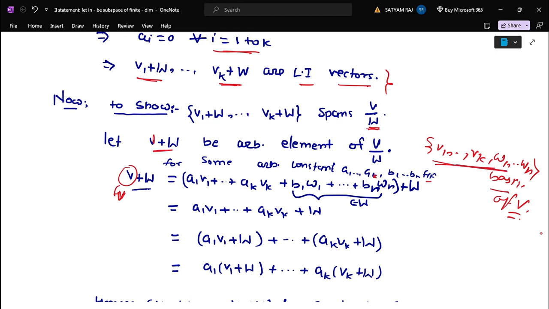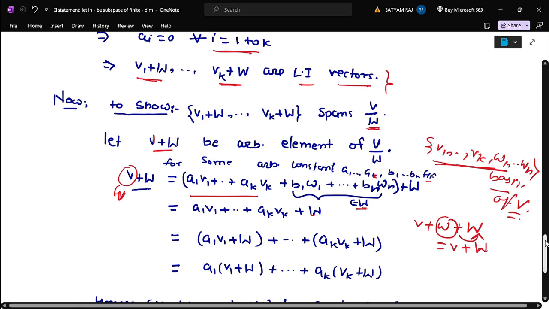So that's what we have written here: a1v1 + ... + akvk + b1w1 + ... + bnwn + W. But we know that b1w1 + ... + bnwn belongs to W, because w1 to wn was a basis for the subspace W. So v + W will be equal to (a1v1 + ... + akvk) + W, because this member is in W, so it is absorbed in W.